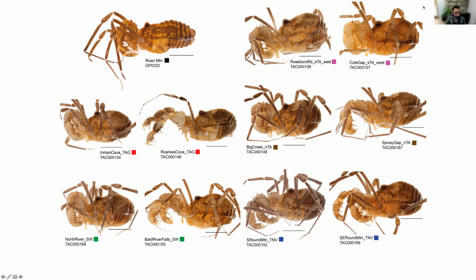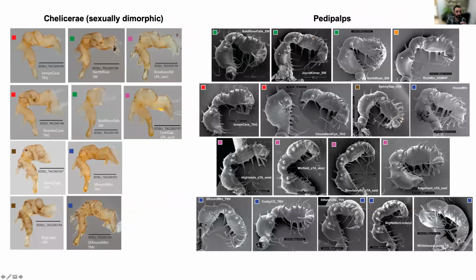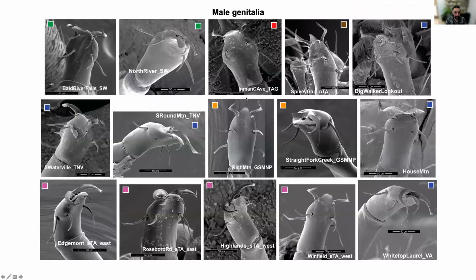In addition to general morphology, we looked at specific characters, including the sexually dimorphic chelicerae of the males, which tend to have these protrusions and tubercles sticking out of the chelicerae. Across this character, we saw no fixed variation across the distribution. Same with pedipalps, there was no fixed variation across the distribution. Most importantly, looking at male genitalia, there was no fixed variation across this distribution.